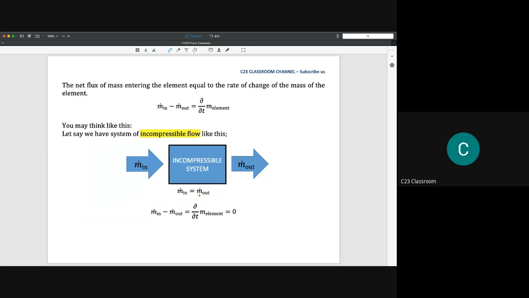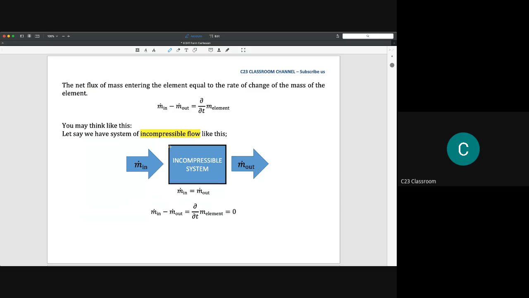So what does this element mean? The basic idea might be to tone down the idea of dm over dt a little bit. Let's say we have a closed compartment, one system. We have a mass flow rate at the inlet and a mass flow rate at the outlet. The most common situation is that we assume this system is filled by incompressible flow, and the fluid already fills all the volume here.